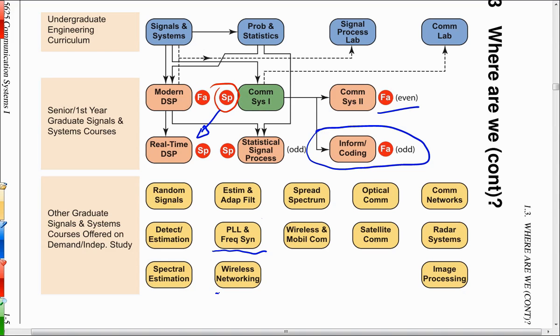Wireless networking, we used to offer that until Dr. Price left, and Dr. Harrison may introduce that class, but his main area is information theory and coding, so he's going to launch his graduate specialty class in that area.